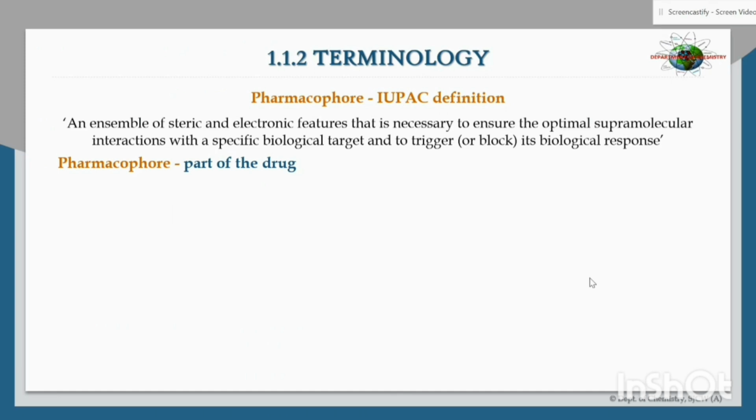Pharmacophore. Pharmacophore is a part of the drug. According to IUPAC definition, pharmacophore is an ensemble of steric and electronic features that is necessary to ensure the optimal supramolecular interactions with a specific biological target and to trigger or block its biological response. Simply, a pharmacophore is the part of the drug with a specific steric and electronic arrangement which is necessary to either trigger or block a response in a living system.